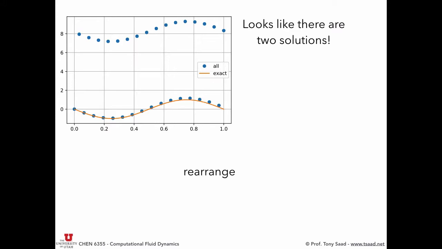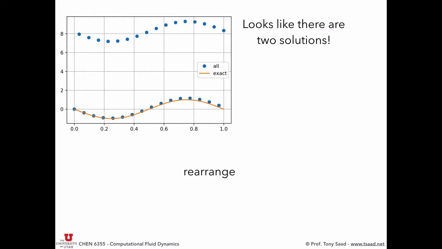The exact solution is in orange. But when you plot it, it looks like you have oscillations, right? If you don't draw the lines between the points, it looks like you're actually getting two solutions. And that's what you're getting. You're solving two independent systems of equations. The odd points are all coupled together, and the even points are all coupled together.